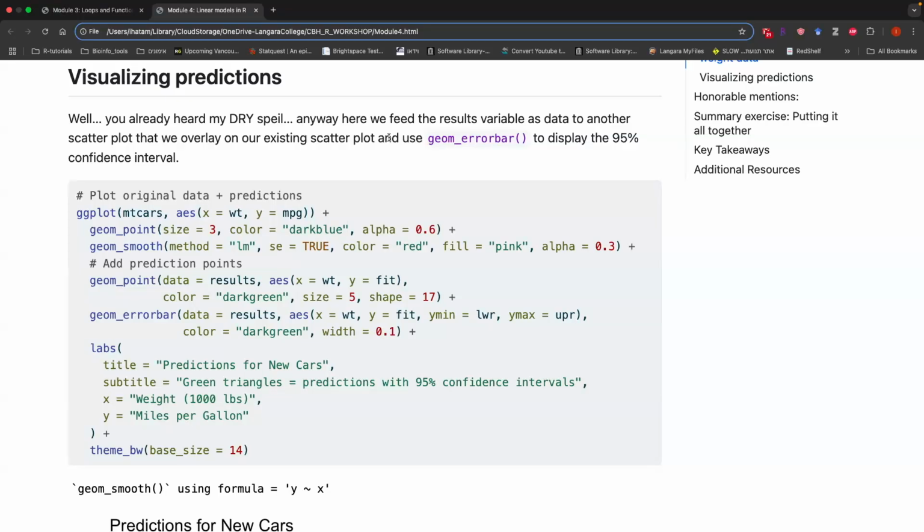And now I have another geom error bar. For geom error bar, again, I can't just use mtcars because I need my error bars. So what am I using? I'm using results again. Because it's a different data source than mtcars, I have to specify my mapping variables. What is the x and what's the y? So again, weight and fit. And here I want to show my error bars. What are my error bars? My y minimum is fit minus lower. My y maximum is fit plus upper. There we go. Then we have the labels, then we print it.